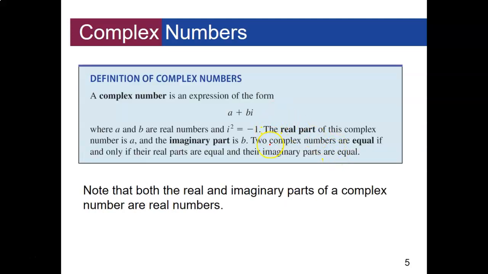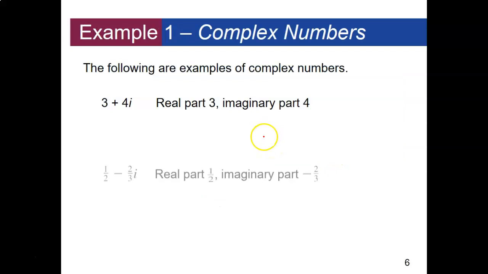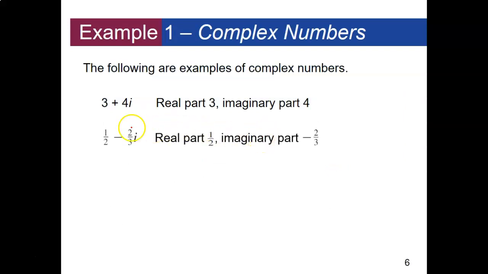Okay, so we've already talked about that. If we look at the different parts here, 3 would be the real part and 4 would be the imaginary part. 1/2 would be the real part, negative 2/3 would be the imaginary part. Here, we don't have a real part, so our real part is actually 0. So 0 would be the real part and 6 would be the imaginary part.